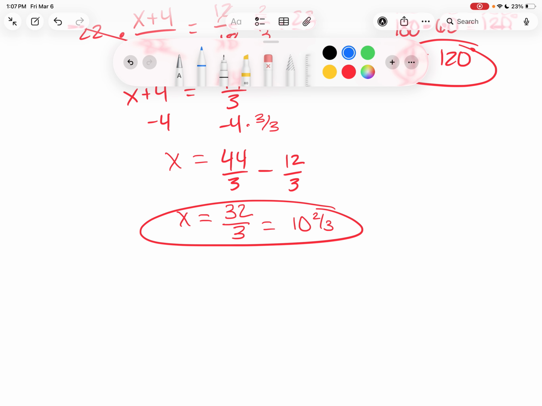All right. Any questions on this? Okay. Problems 11 and 17.